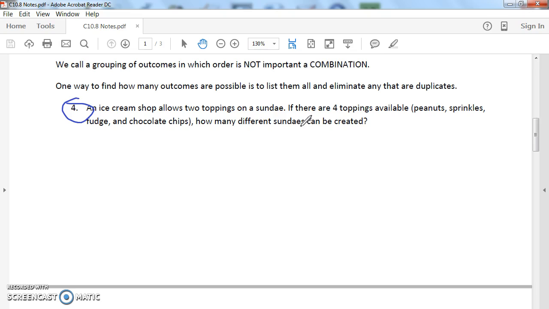An ice cream shop allows 2 toppings on a sundae. There are 4 toppings available. We have peanuts, sprinkles, fudge, and chocolate chips. How many different sundaes can be created? One way to find that out is to list them all and eliminate duplicates.